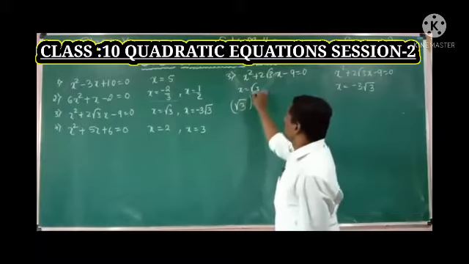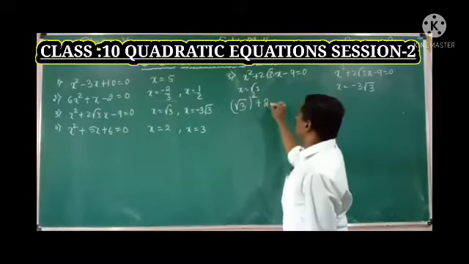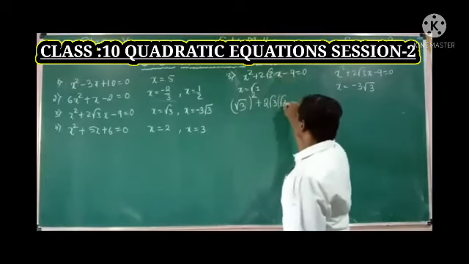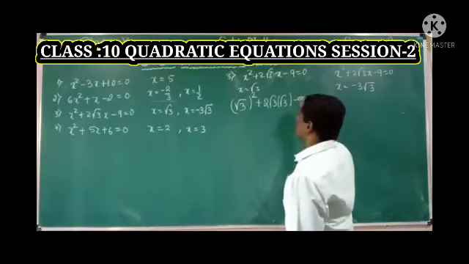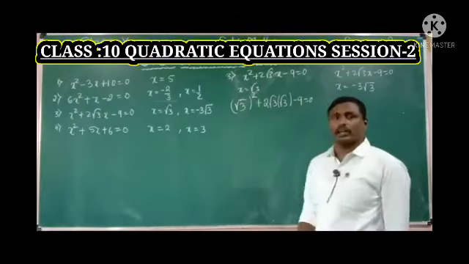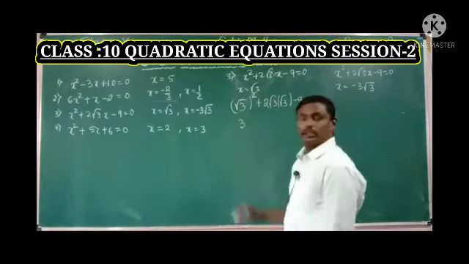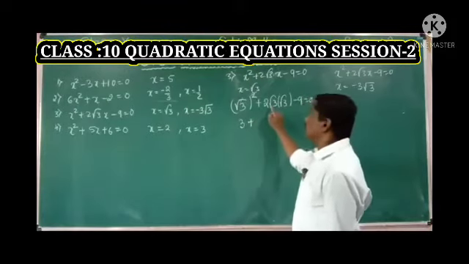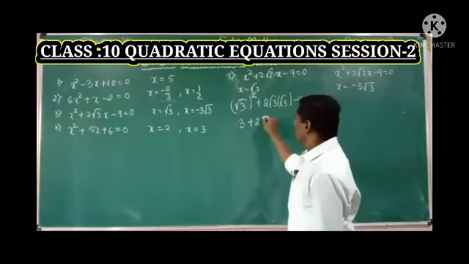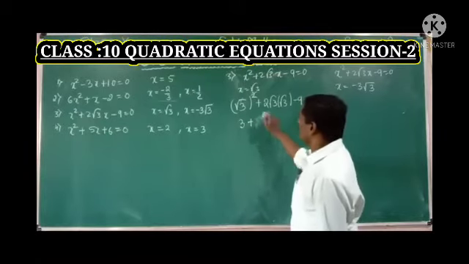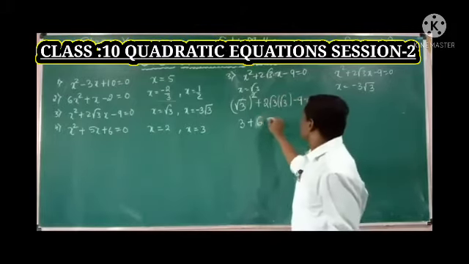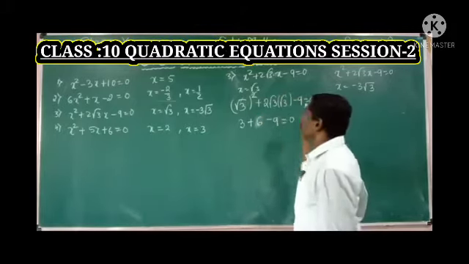Root 3 square plus 2 into root 3, in place of x, what you have to write? Root 3 minus 9 is equal to 0. Square and root get cancelled. Remaining 3 plus root 3 into root 3 is 3, so 2 into 3, 3 2s are 6, minus 9, which is equal to 0.